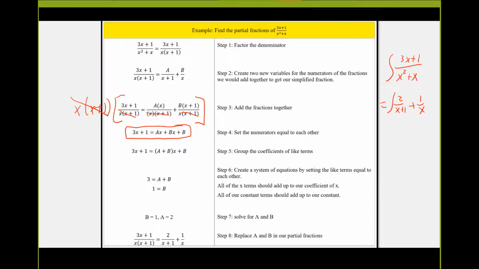If I wanted to integrate 2 over x plus 1, then I could say u is equal to x plus 1, and u prime would be equal to 1. That's dx. So we could say, if I pull out the 2, this is 2 times the natural log of u, which is x plus 1, plus, if I integrate 1 over x, I'll get natural log of x, plus c. Any questions on what we did here?